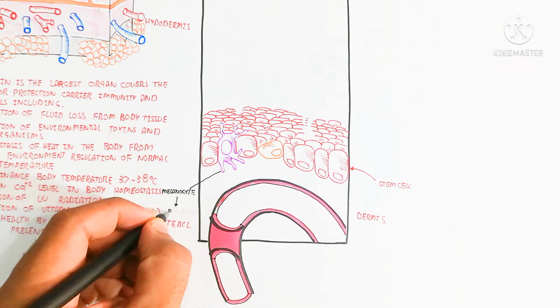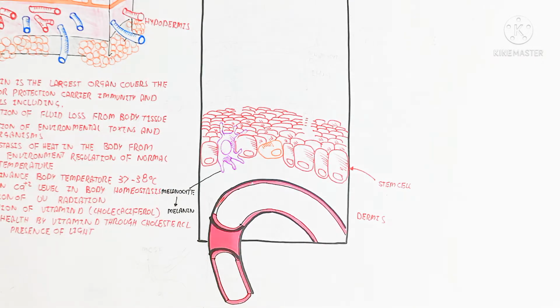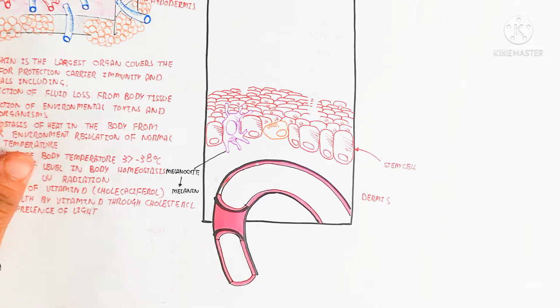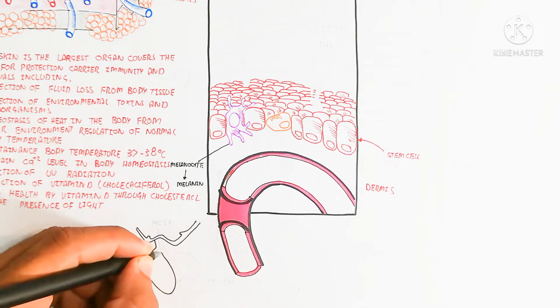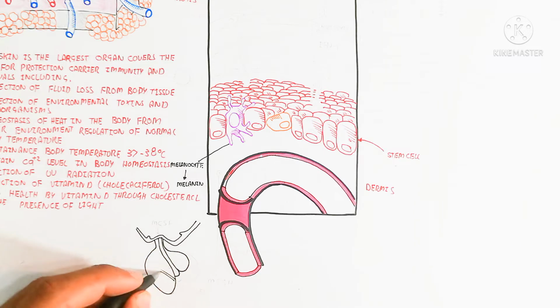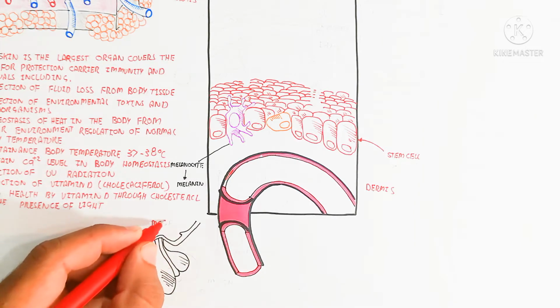So the lymphatic system will provide the T cell, B cell, macrophage, monocyte, and natural killer cell, and many more. Now, on this side, we will discuss the activation of the melanin. The melanocyte is here, which produces the melanin.